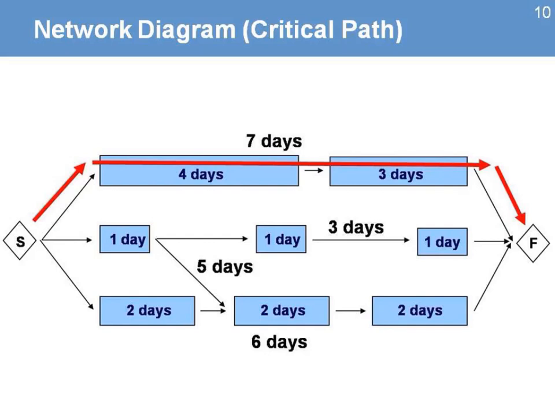It is a representation of all the activities in your project and how they are dependent on each other. In this simple example, we have a start of the project and at the end, the finish of the project. And we have a series of activities. Each activity has a duration, 4 days, 3 days, and so on.